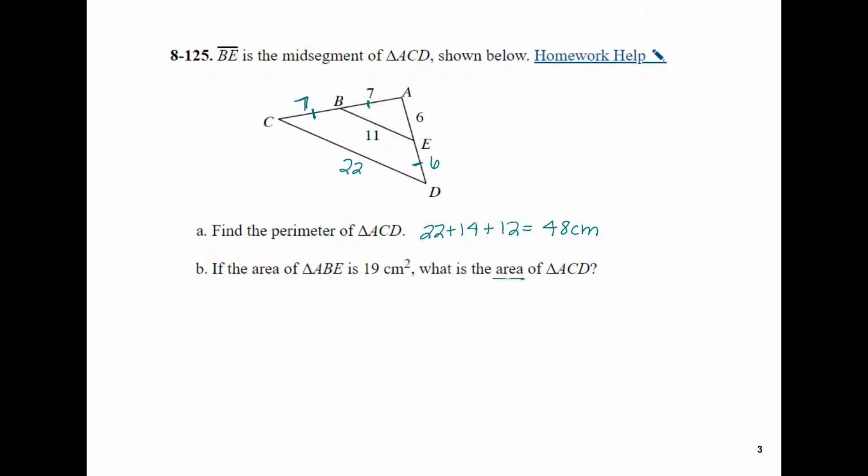Well, when we are talking about area and we are talking about a zoom factor, we know that our perimeter is times 2, so we would take that and square it, which would give us a 4. So if we know the area of ABE is 19 centimeters squared, we can multiply that by our zoom factor of 4 and get 76 centimeters squared.